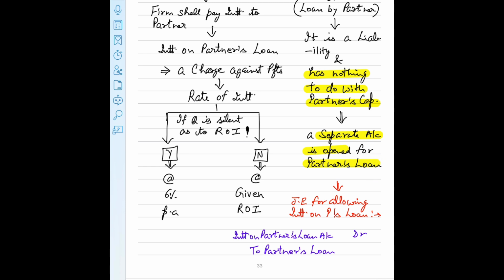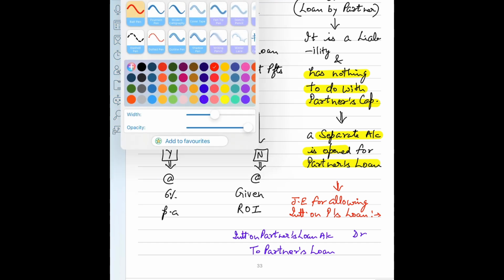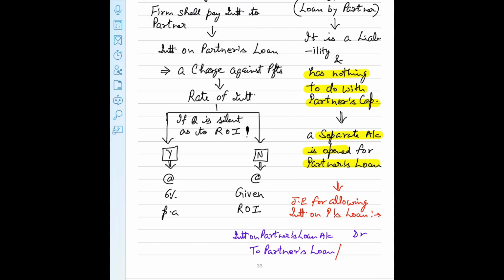So the interest shall be credited to partner's loan account if not paid. The entry shall be interest on partner's loan debit to bank or to partner's loan if not paid. Getting my point? Yes. If paid, then it shall be to bank, and if not paid, it shall be partner's loan.